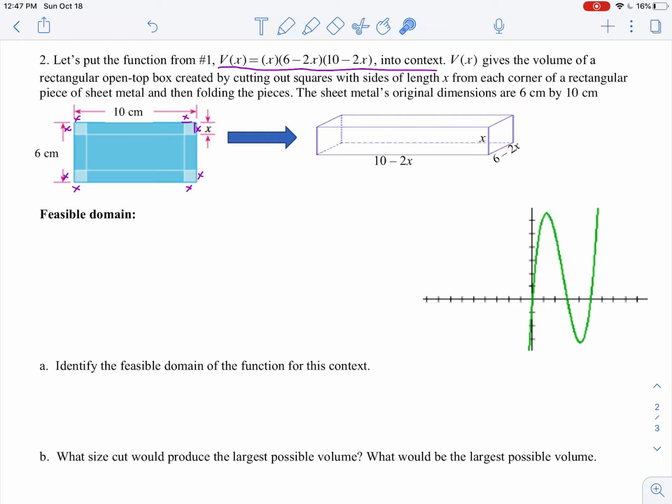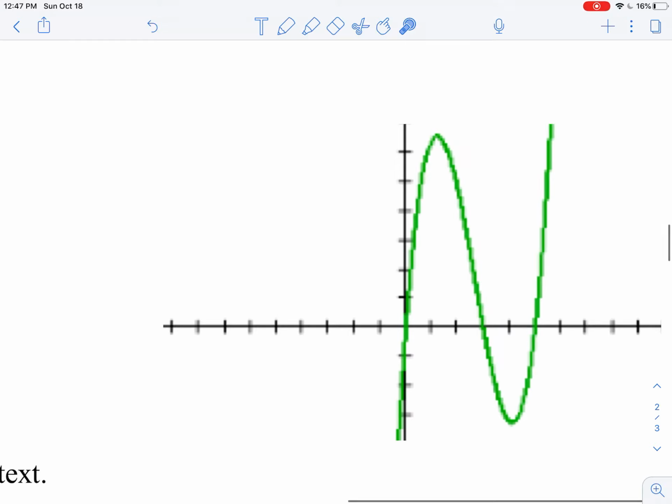And then when I fold it up, I see that the height of this box is going to be whatever x is. So it's going to be a height of x. So that's where I get this function, length times width times height, right? To create my box. So my x value represents the length that I'm removing here, and my y value is going to represent the volume of this box. So the first thing I have is the same function we already graphed. This is a screen grab of what you might see on your calculator.